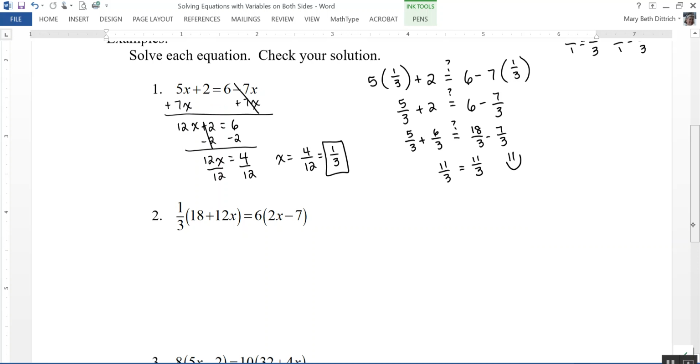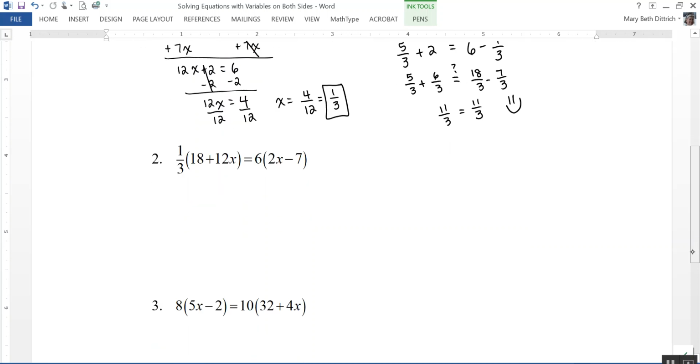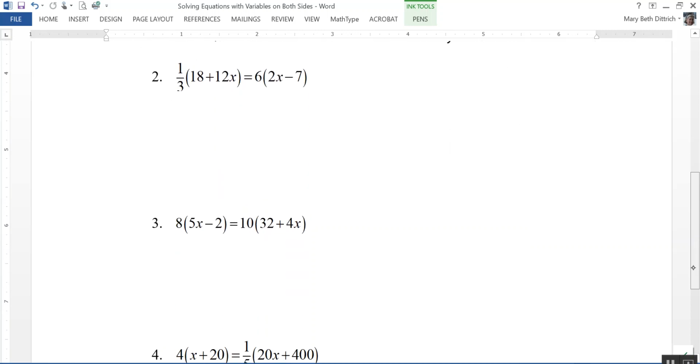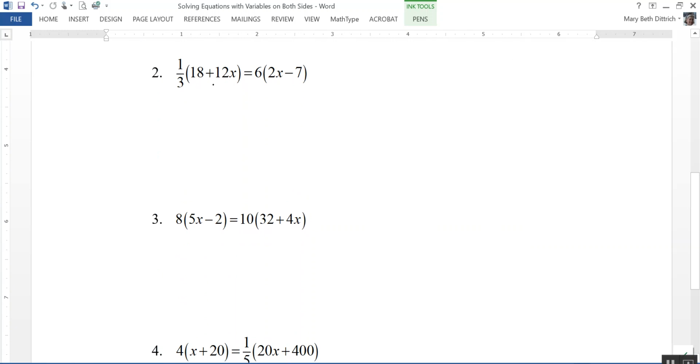Okay. Next example, oh look, we get more fractions. Okay, so we have 1/3 times the quantity 18 plus 12x equals 6 times the quantity 2x minus 7. Let's go ahead and distribute. So 1/3 times 18, let's do it over here. 1/3 times 18 over 1, don't be afraid of that. It's the same as 18 over 3, which is equal to 6. So 1/3 times 18 is 6.